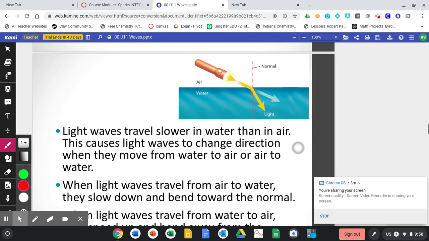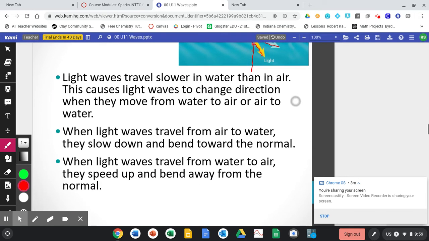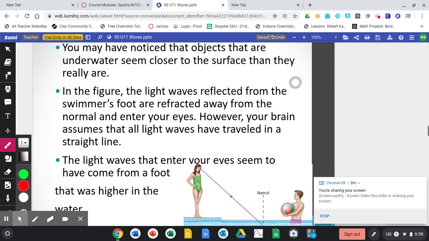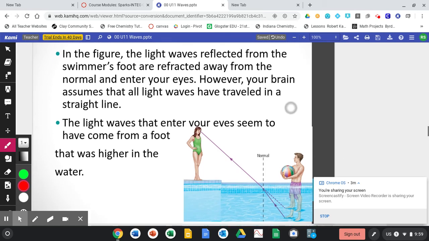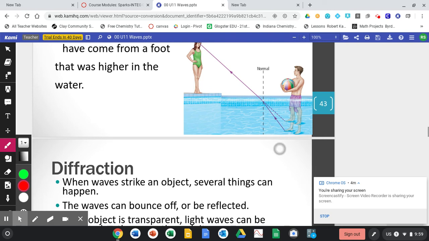And so here you see a drawing of that. Here's your normal. And then this is the angle you would predict the light to travel in, but it doesn't. It tends to bend closer to the normal. And so, again, if you're doing the opposite, going from water to air, it's going to bend away from the normal. Objects underwater do seem to be closer to you than where they actually are, and that's just a trick that the light waves are playing on you.